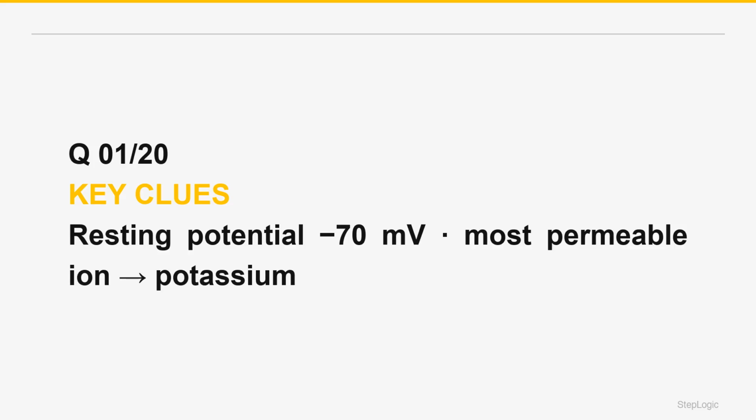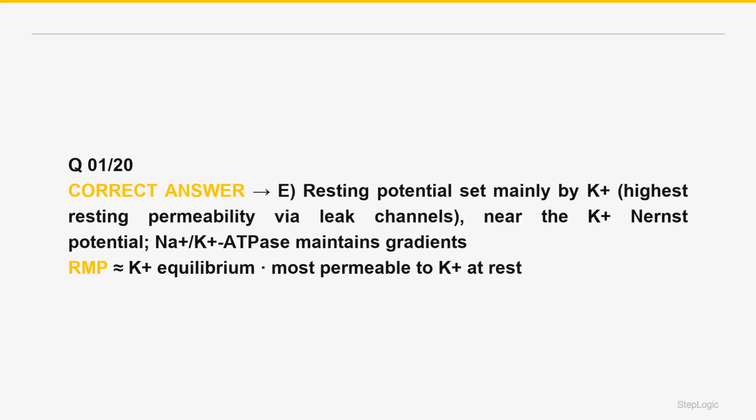The resting membrane potential of a typical neuron, around -70 mV, is determined chiefly by potassium. At rest, the membrane is most permeable to K+ because of open potassium leak channels, so the resting potential sits close to the potassium equilibrium potential, about -90 mV, given by the Nernst equation. The small resting permeability to Na+ pulls the actual value slightly more positive than pure K+ equilibrium. This is captured by the Goldman equation, which weights each ion by its permeability. The correct answer is E.